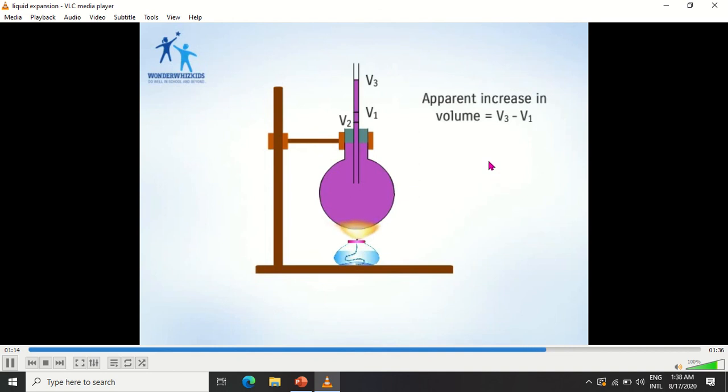So apparent increase in volume is what? V3 minus V1. And real expansion, real increase in volume is V3 minus V2.